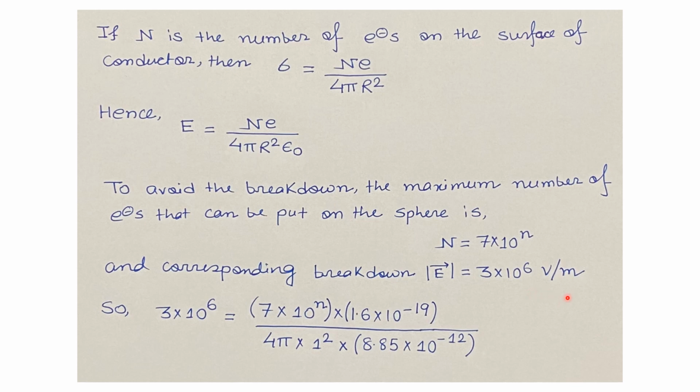So we will put all the values in this equation. Our maximum value of E is 3 times 10 to the power 6, that is equal to n times e, so 7 into 10 to the power n times 1.6 times 10 to the power minus 19 divided by 4 pi r square epsilon naught. So 4 pi times 1 square, because r equals 1, the radius equals 1, times the permittivity in vacuum, that is 8.85 times 10 to the power minus 12.